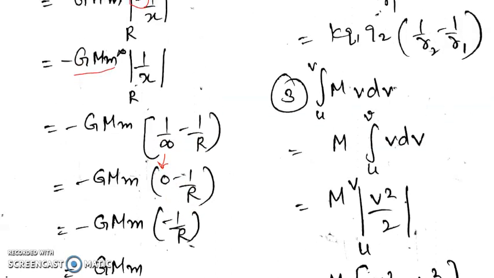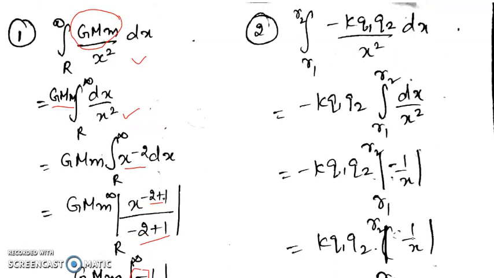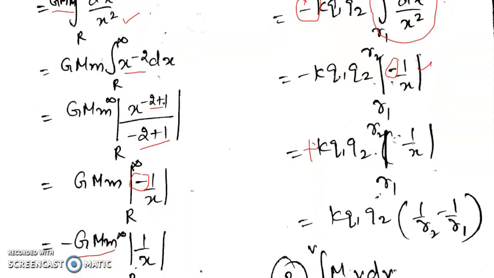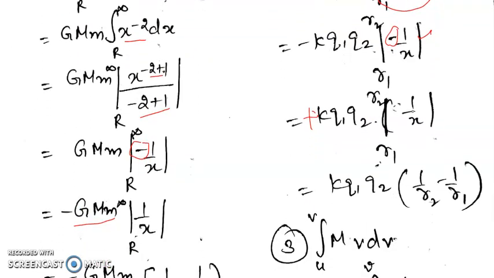The next question is minus k q1 q2 upon x square. The integration part would be the same. After integrating this part, we'll get 1 by x. The minus sign is already here, and another minus will come when we integrate it. So minus minus will be plus, and you will get your answer as k q1 q2 into 1 by r2 minus 1 by r.